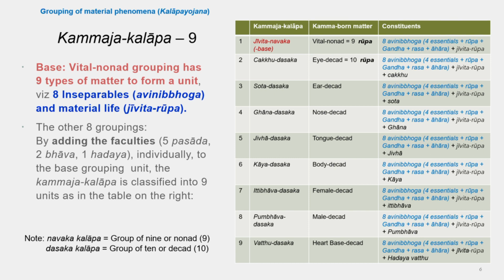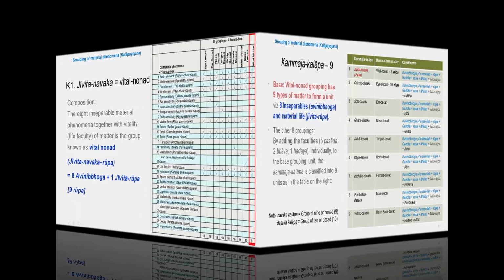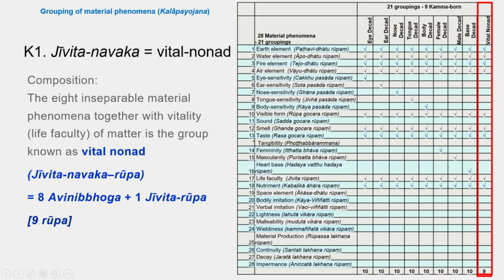By adding the other Kamma-born material phenomena, five Pasada, two Bhava, one Hadaya to the unit, the Kammaja Kalapa is classified into nine units as follows. So you need to know how the nine are formed, each one of the groups. I was forced to learn this by my previous teacher, so I can't give you a very good explanation.